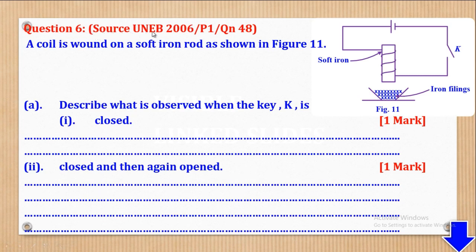Question 6 came from UNEB 2006 paper 1 question 48, and it says a coil is wound on a soft iron rod as shown in figure 11. So this is figure 11. This is a soft iron rod and a coil is wound on it. Part A says describe what is observed when the key K is closed. So when this key K is closed, what is observed?